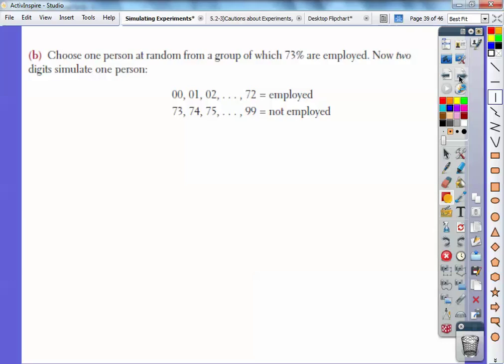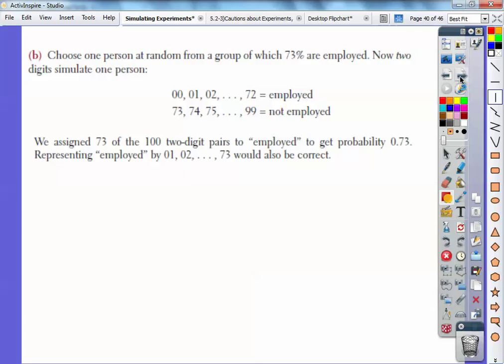Here's another one. Choose one person at random from a group of which 73% are employed. This time I have to use 2-digit numbers. So I would choose 00 up to 72 because that's 73 numbers, and then the rest would be the not employed, the other 27%. So we assign 73 of the 100 2-digit numbers to be employed, and you could also do 01 up to 73. That would work just fine as well.